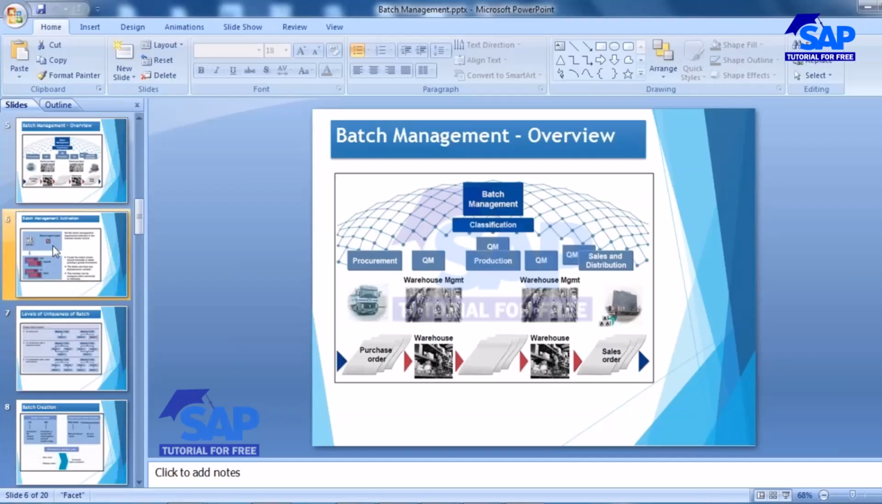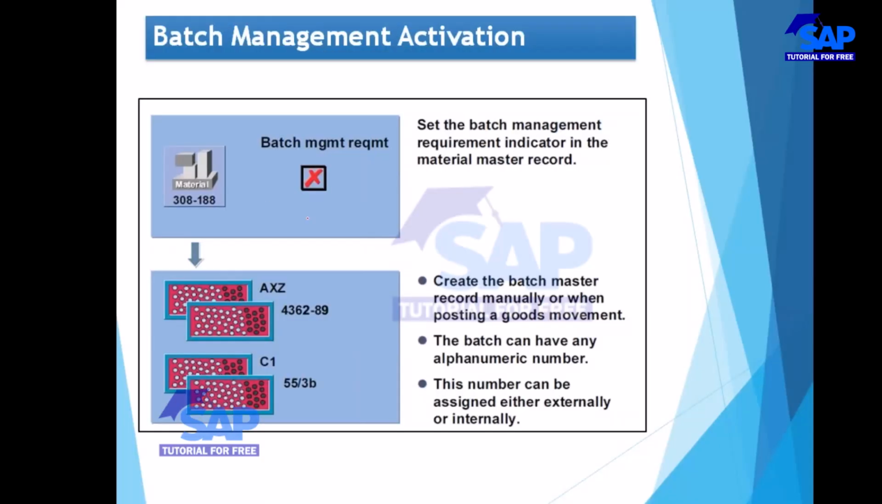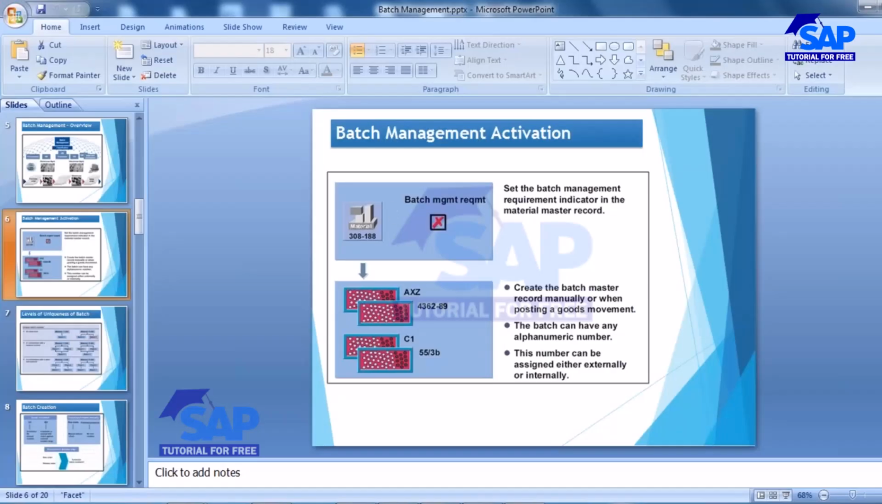Okay, so now how you will activate batch management. For a particular material, normally the batch management requirement is activated in the material master, so it can be done at material level. If you want to maintain the stocks in batches, then in the material master you will be activating the batch management indicator. I'll show you that, then we'll move on further.